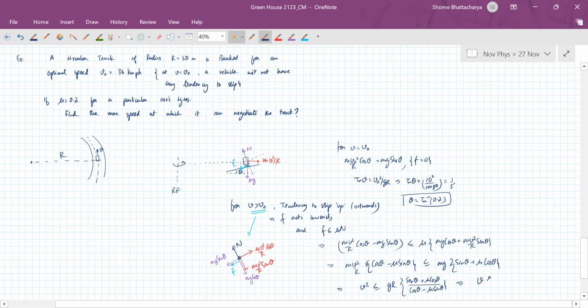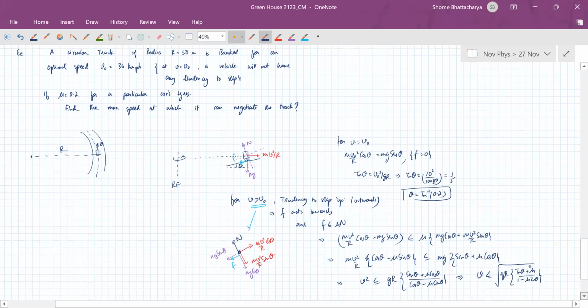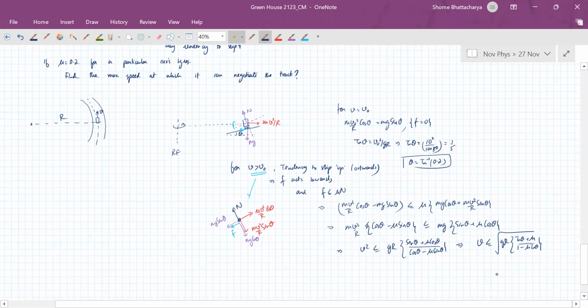So we see that v should be less than or equal to square root of gr, and we can again use that trick, divide the numerator and denominator by cos theta. We get this kind of relation. So from this we can see that the maximum speed at which we can take the turning in this case will be square root of 10 into 50 into tan theta. Remember above was 0.2, and coefficient of friction is also 0.2.